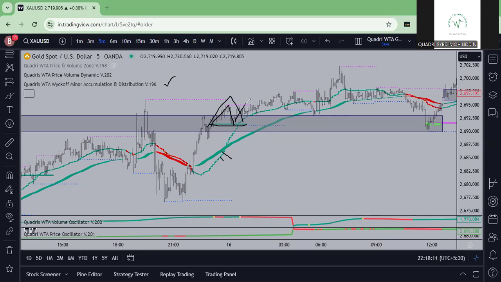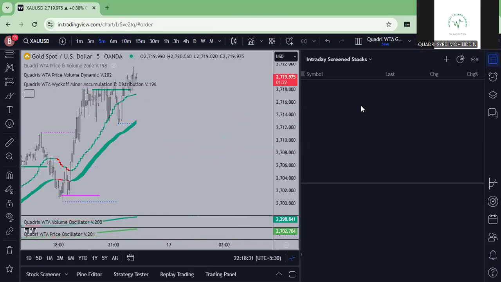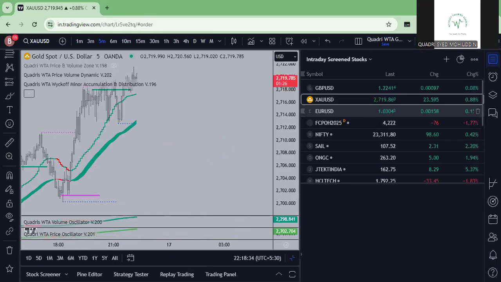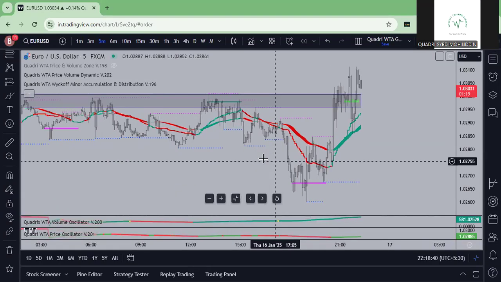First pullback. This is my first target. This is my second target, and then either I'm out over here. So this gives me good points, especially in gold, and it works on any instrument. Either you trade gold, Euro USD, or GBP instrument, irrespective of things.